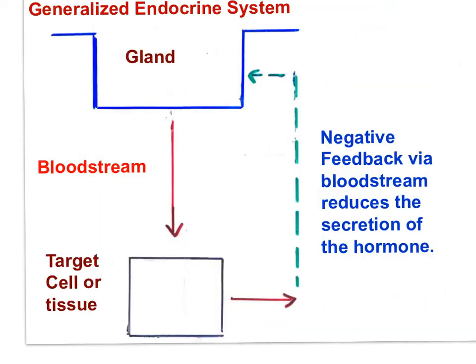One aspect of the target cell response to the hormone is to send a signal back to the original gland, often the brain, to reduce the release of the hormone. This is called negative feedback.